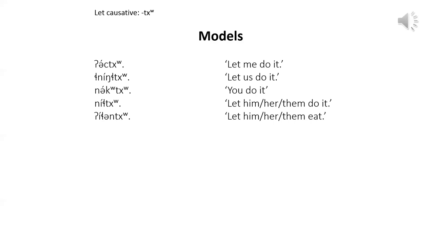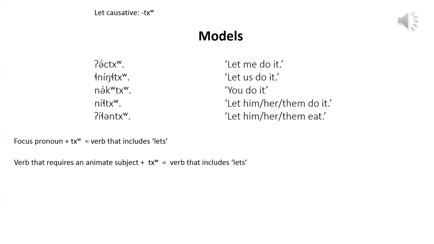When the -to suffix is added to a focus pronoun, the result is a verb that includes "let" in the meaning, as in these example models. In the translation to English, the emphasis is on the pronoun. When the suffix is added to a verb that requires an animate subject, the result is a verb that includes "let" in the meaning. For example, eat has to have an animate subject because inanimate things cannot eat.